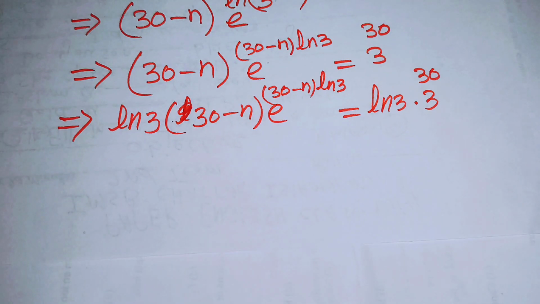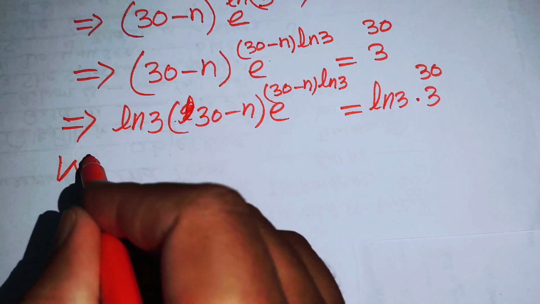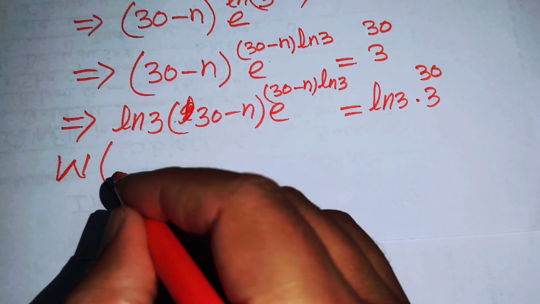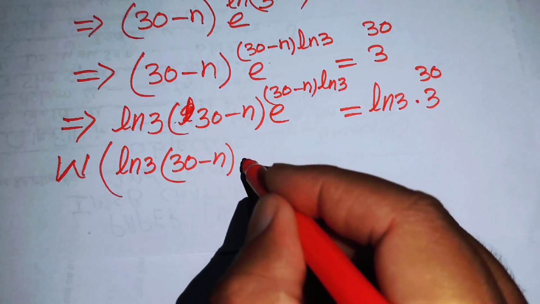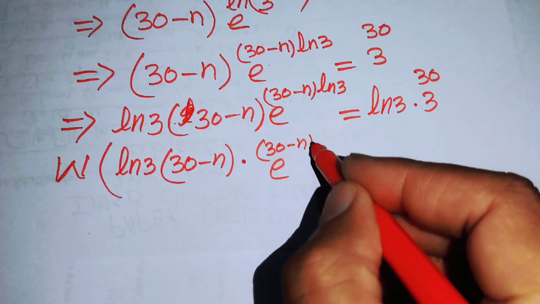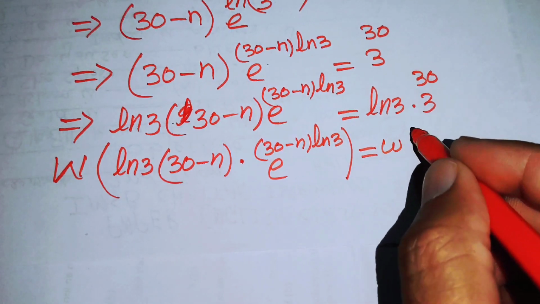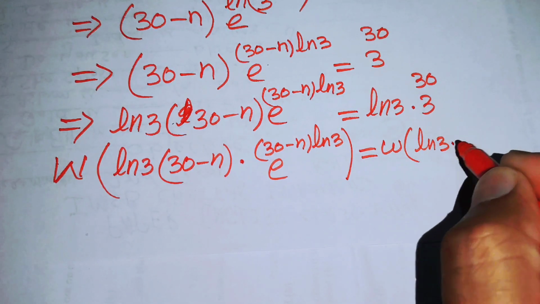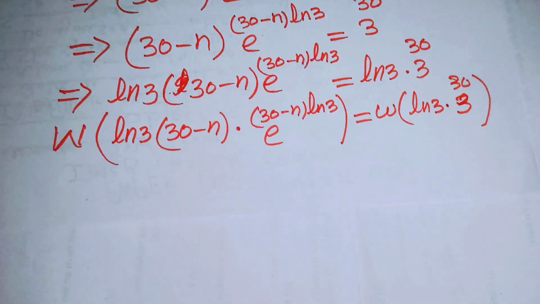And after this step we will apply the Lambert W function, or Wolfram Alpha function, on both sides, so that now we can take W on both sides, and you will get log 3 times (30 minus n) times e to the power of (30 minus n) times log 3, and this whole expression is equal to W of log 3 times 3 to the power of 30.